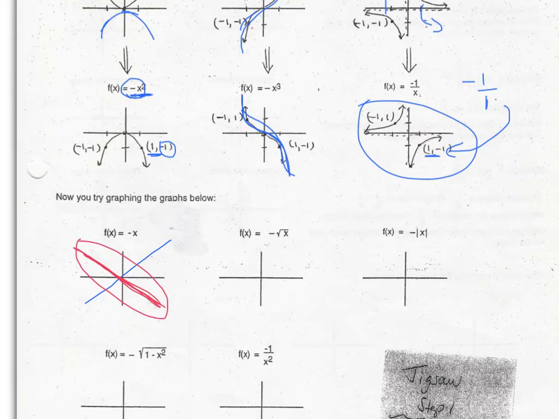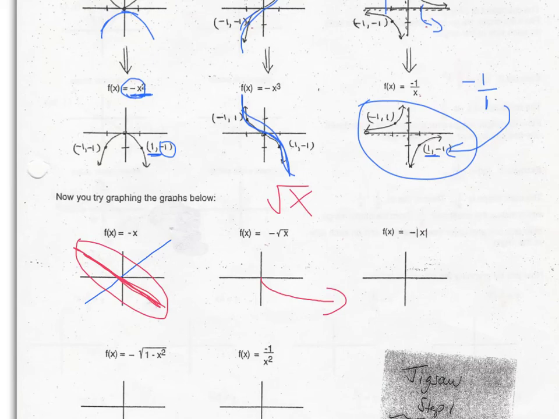Okay, if I move on to the next one, I have -√x. Well, I know I can compare this. The parent function is square root of x, and I should know this is the general shape. Kind of looks like half of a sideways parabola. Well, it's going to flip, so when it flips over the x-axis, this is what it's going to look like. Okay, I'm going to erase this part, and this right here is -square root of x.